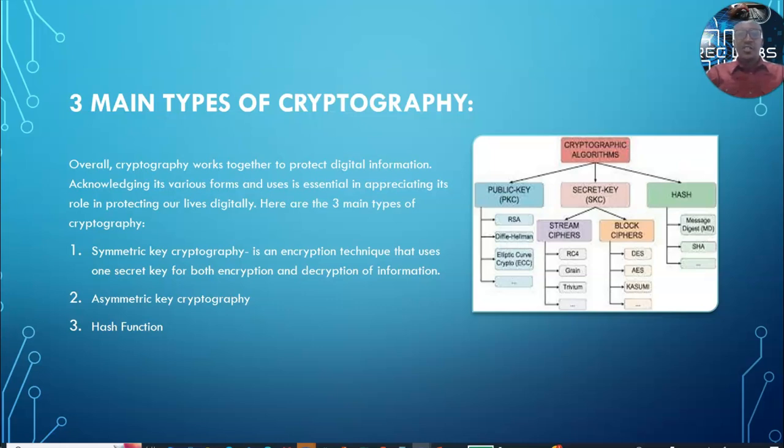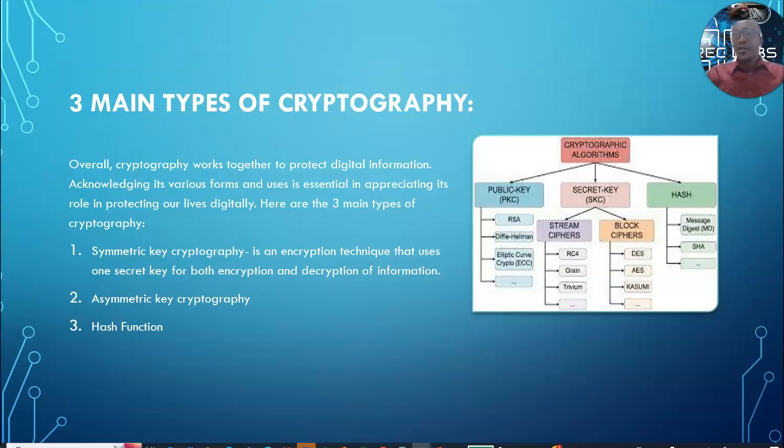The classification of these algorithms works together to protect digital information. We already acknowledge the various forms of use, and essentially appreciate the role of protecting our lives. Ideally, these three main cryptographic algorithms, mainly symmetric cryptography, asymmetric, and hash functions, are the building blocks of ensuring that you achieve those security services.